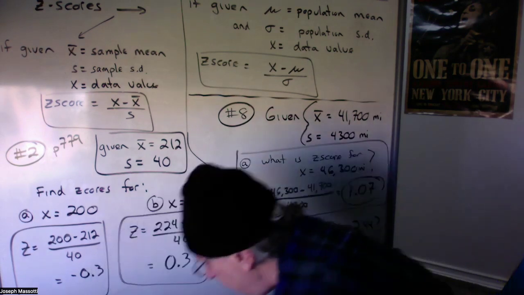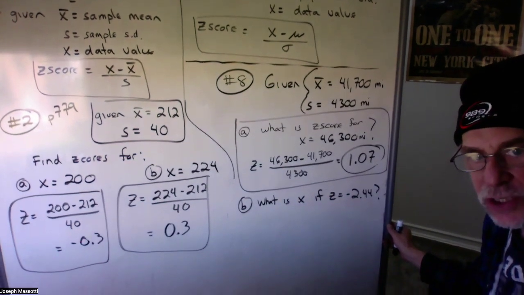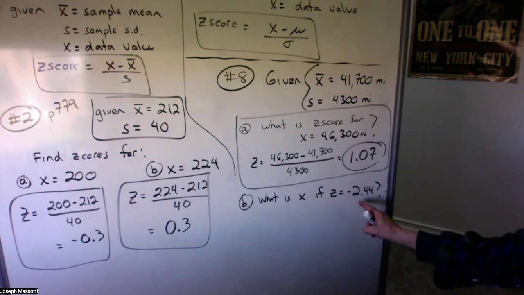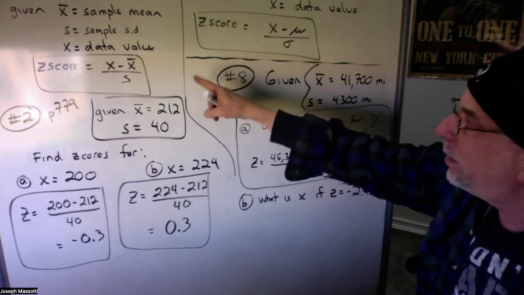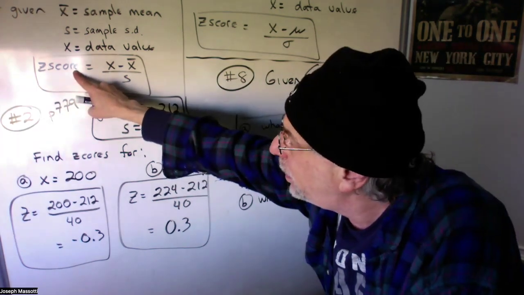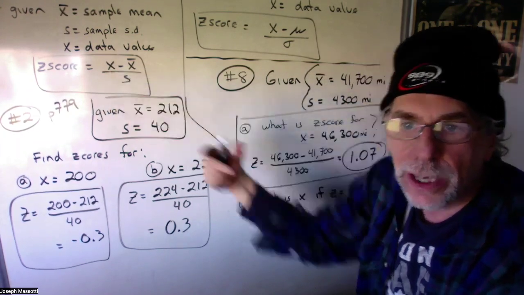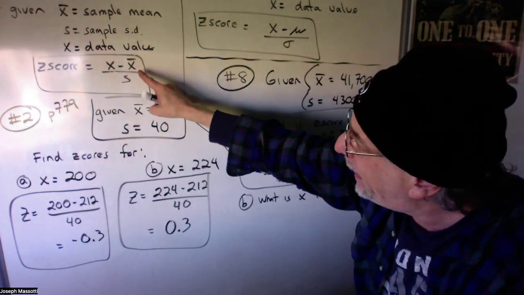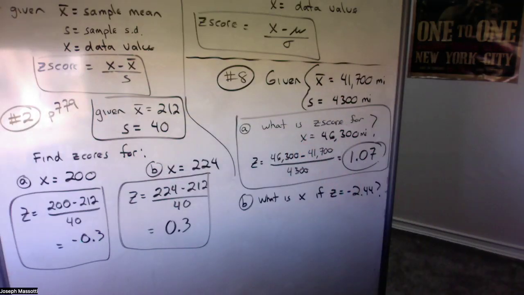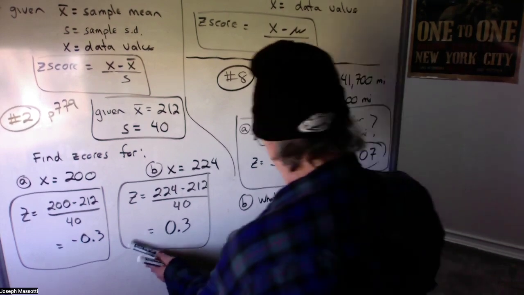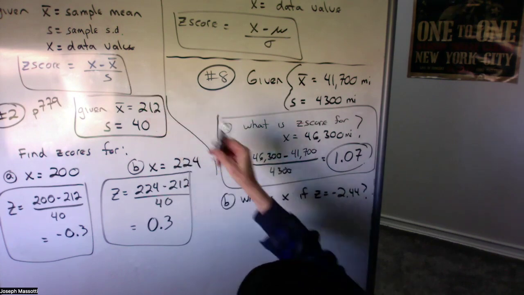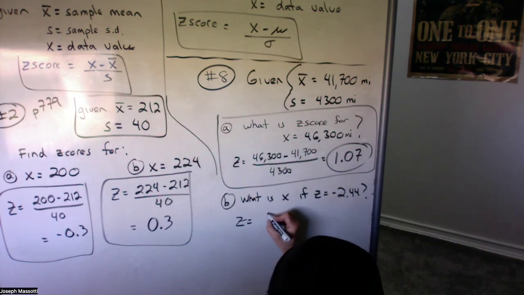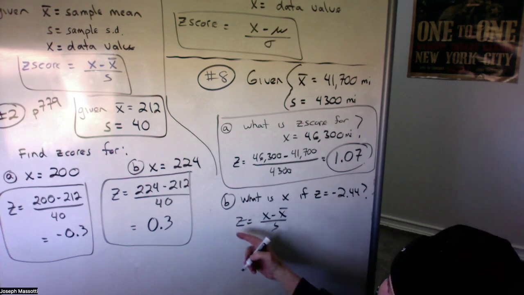All right. Now, one more thing you should be familiar with here, you might be asked a question such as 8b, where it says, if the z-value is negative 2.44, what does that mean for x? Right? So here we're given the z-value, and we're trying to solve for x. Up until now, we were given an x value, the mean and the standard deviation, and asked to find the z-score. Well, now we are given the z-score and asked to find x. So we're going to take this formula and solve it for x.